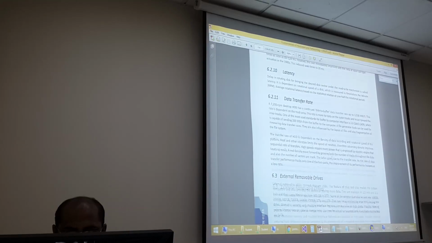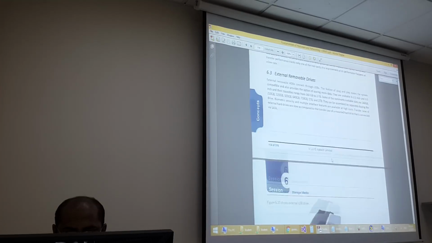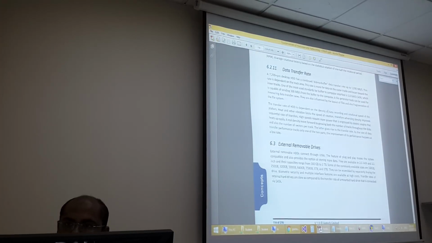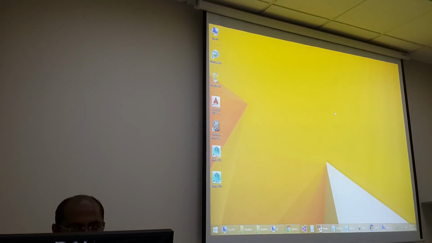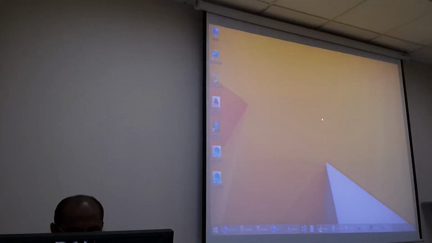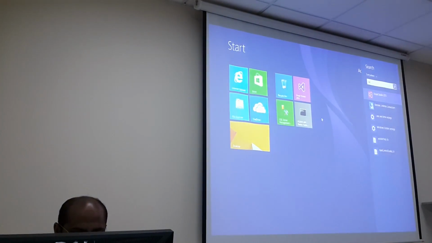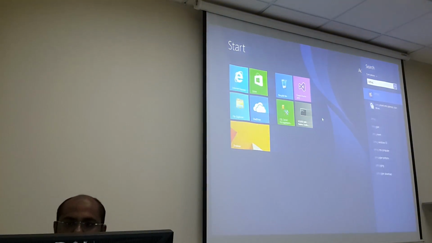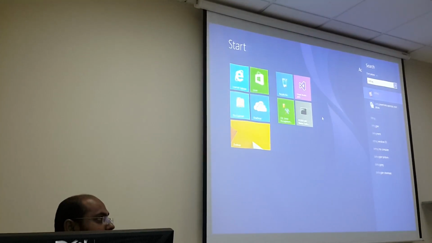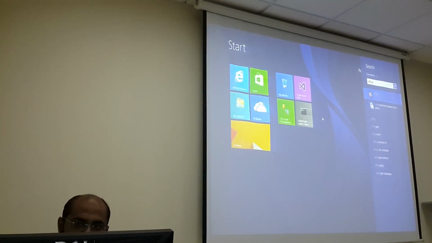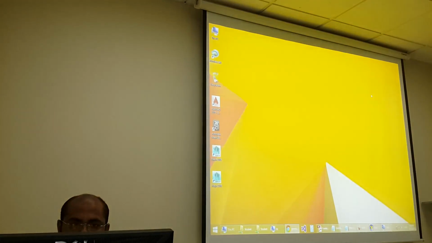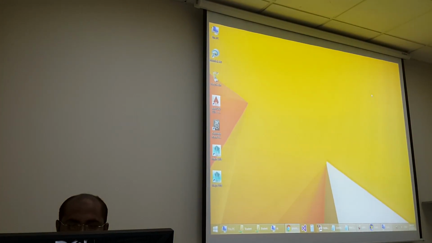Alright? Maybe it's too much theory here. Okay, I'll just show you how to do defragment. If you want to defrag, this is Windows 8, right? You just go to start and type defrag. Okay, just do a defrag. It's always good to defrag. That should work.